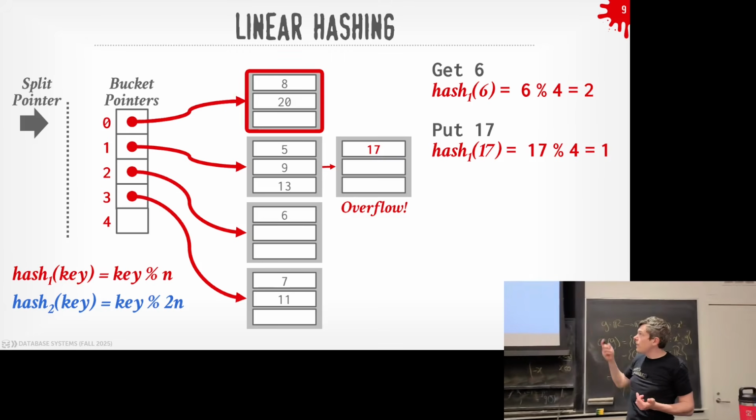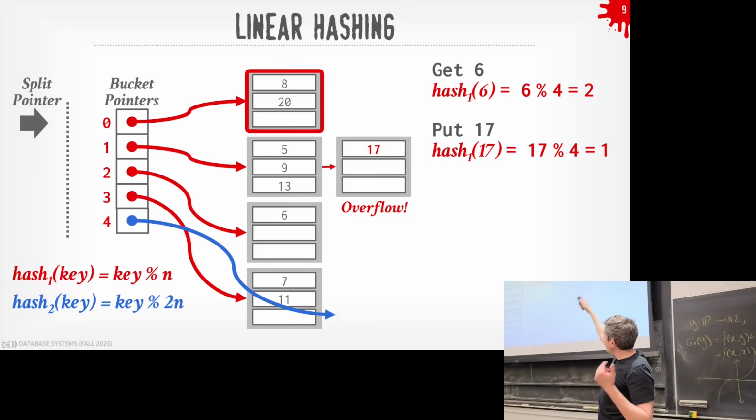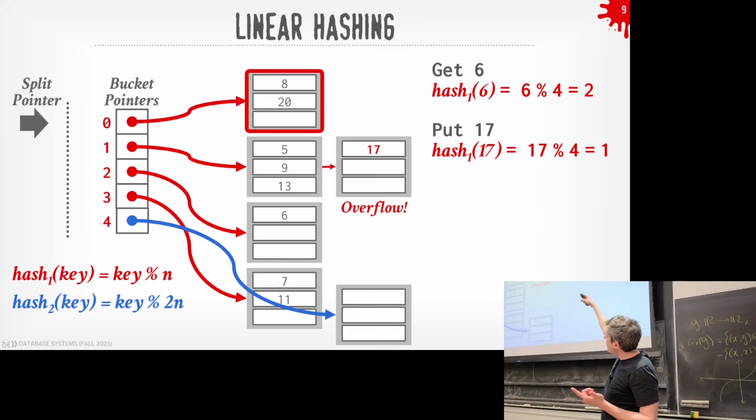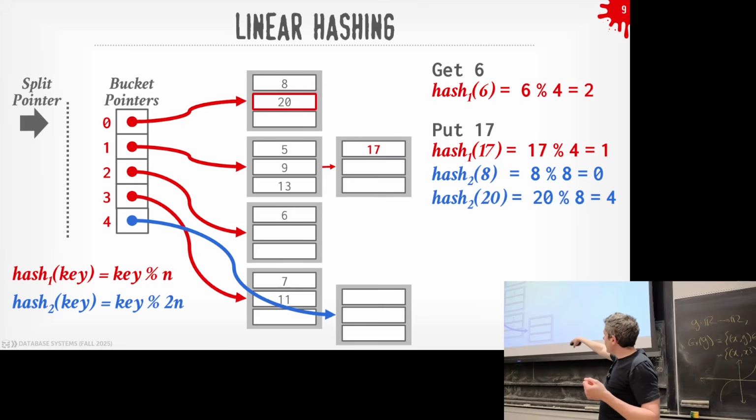So in this case, we're going to take whatever bucket the split pointer is pointing at, and we're going to end up splitting that. So we have to look at all the keys inside that bucket, hash them again with the new hash function, and figure out where they go. In this case, 8 stays where it's at because 8 mod 8 is 0, so that stays at the top. But when I take 20 and mod 8, I end up with 4, so it lands at the bottom there.